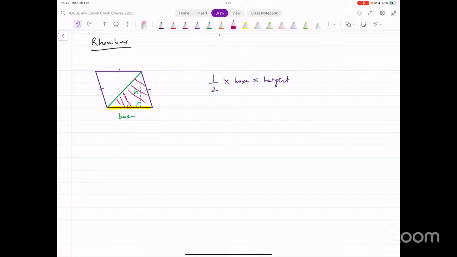You multiply this by 2, and that will give you the area of the complete rhombus. So multiply this whole thing by 2. What happens when you do that? The 2 and 2 get cancelled, and you're left with just base into height. Base times the height. That's what the area of a rhombus is given by. Area of rhombus is base times height.